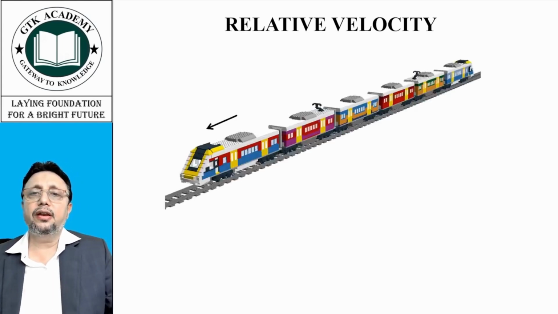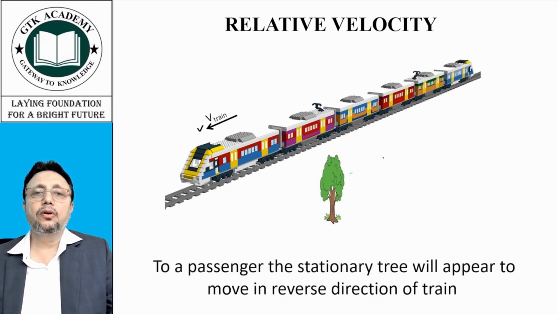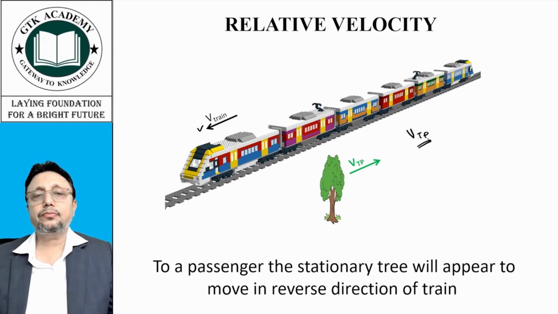Suppose this is a train which is moving in this direction as shown, and there is a tree. Now to a person who is sitting inside the train, the tree will appear to move in this direction as shown by this green arrow. VTP means velocity of tree relative to person.